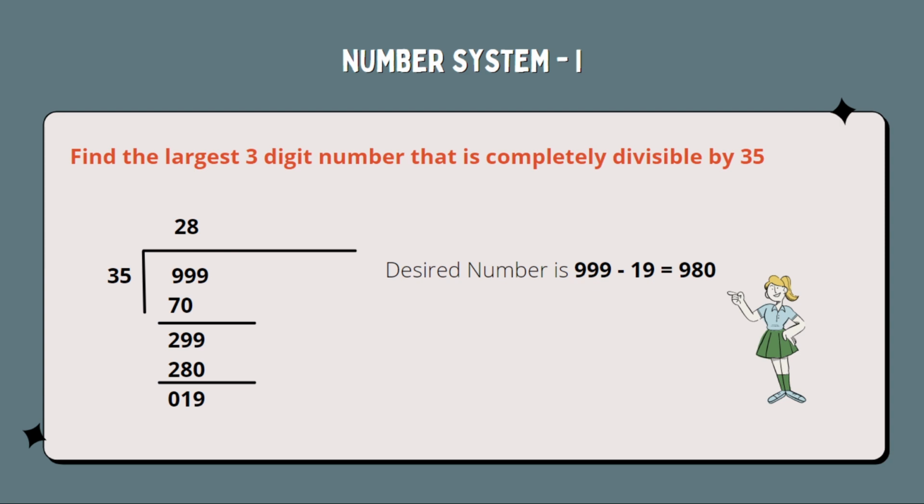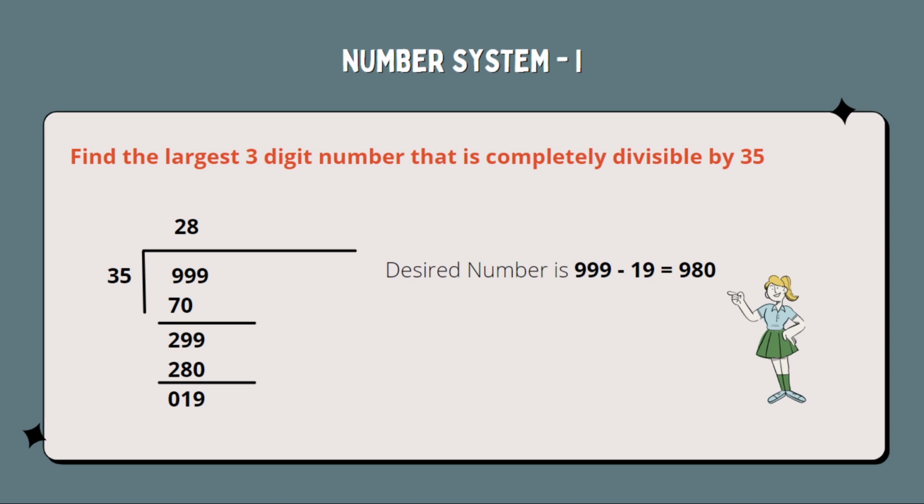Next question is, find the largest 3-digit number that is completely divisible by 35. First of all, what is the largest 3-digit number? It's 999. If we add another one, then it's 1000, which is the smallest 4-digit number. Now it is asking to find the largest 3-digit number that is completely divisible by 35.